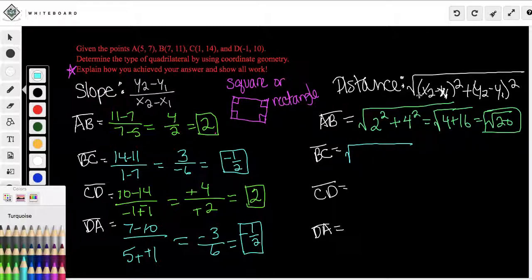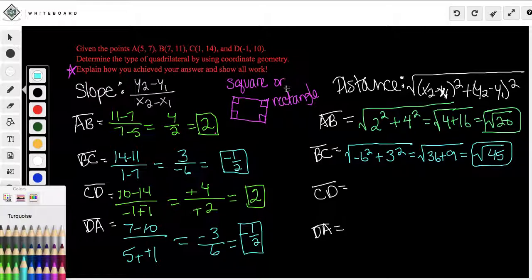So again, we need our x2 minus x1 of line segment BC. So I know that's going to be this on the bottom, 1 minus 7. Already figured out it's negative 6. So I'm going to put that down. Plus, we already figured out our y2 minus y1 is 3, 14 minus 11. So let's go ahead and write that down. Then we're just going to solve this. Negative 6 squared is 36, plus 3 squared is 9, which equals 45. So your answer is the square root of 45.